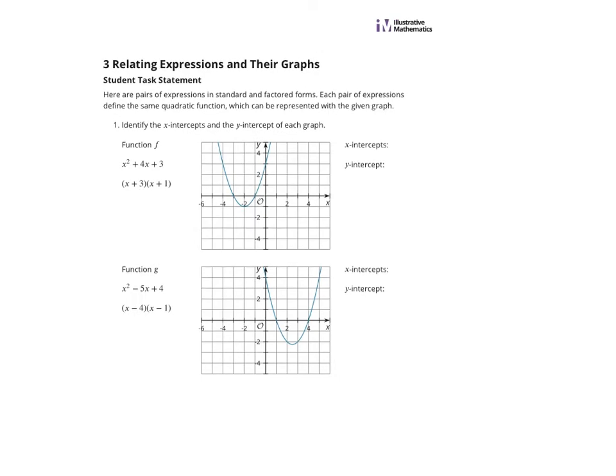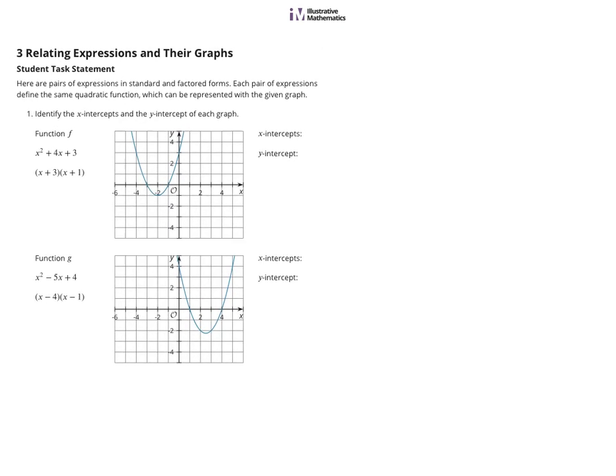I'm actually going to move this over here so I can write. So in this graph, the x-intercepts are where it crosses the x-axis. It looks like a -3 and a -1. The y-intercept is where it crosses the y-axis, and that looks to be like a 3. What I'd like to point out here is the factored form.